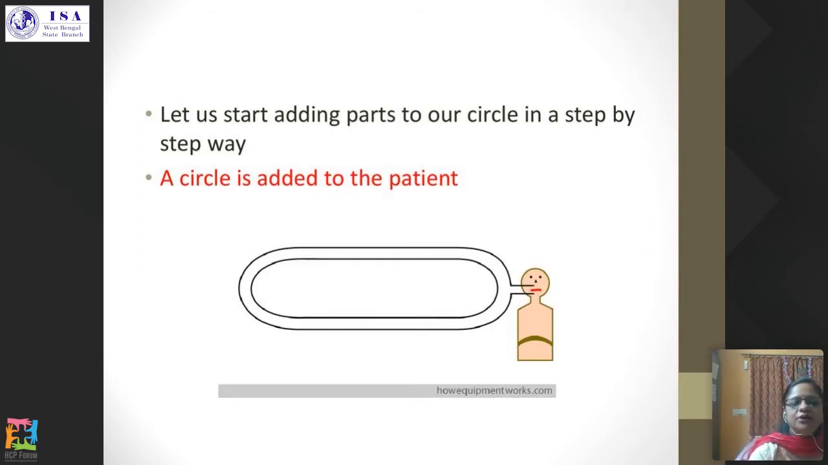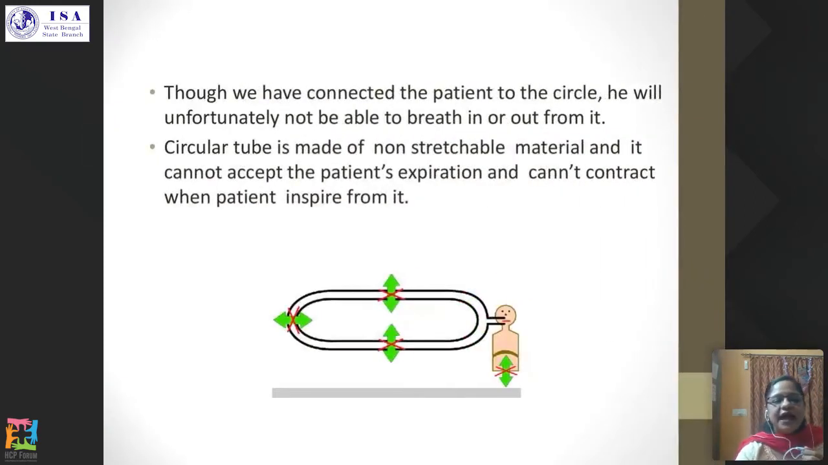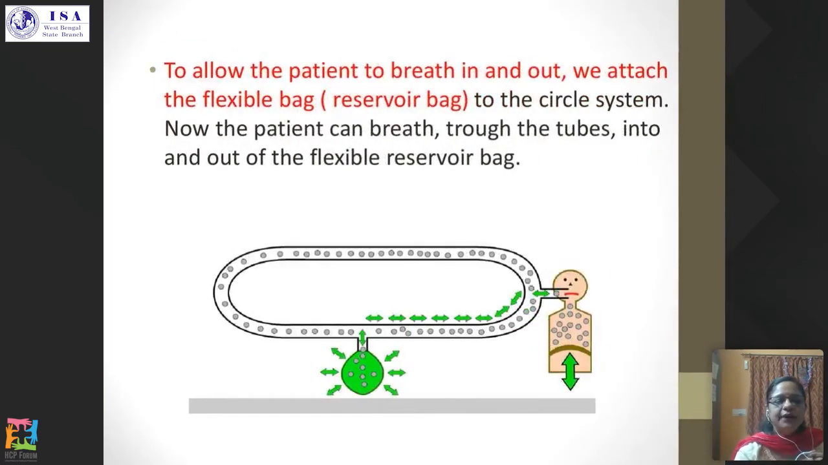No parts are now incorporated here. We will add step by step. As it is a fixed tubing, though we have connected the patient with a circle, he will unfortunately not be able to breathe in or out from it. Why? The circular tube is made of non-stretchable material, so it cannot stretch, and the patient cannot breathe in or out. So we have to add a stretchable object.